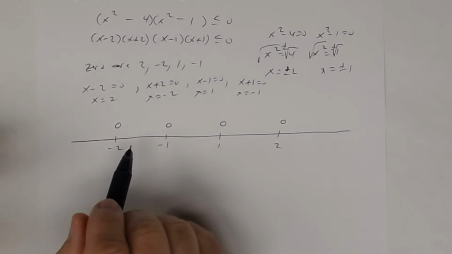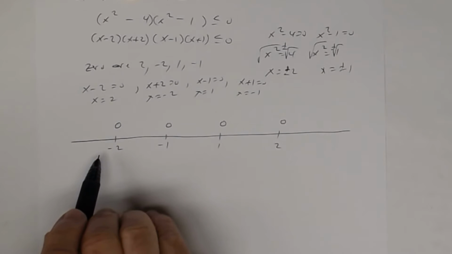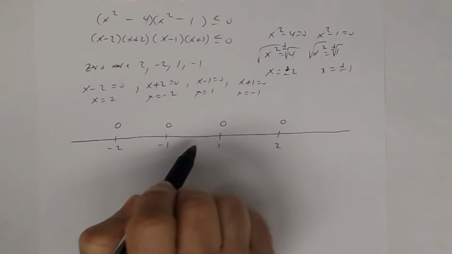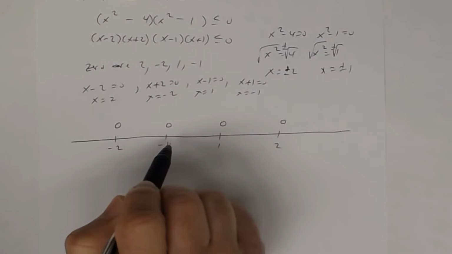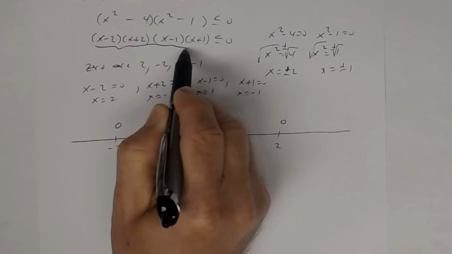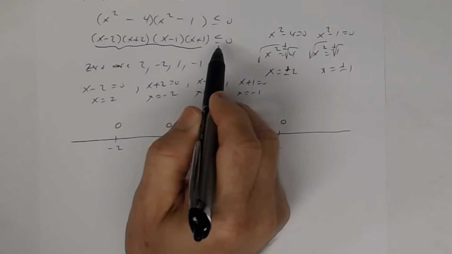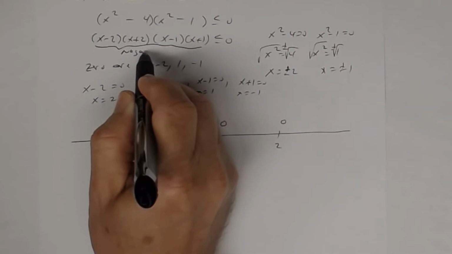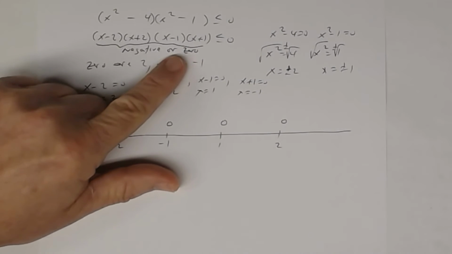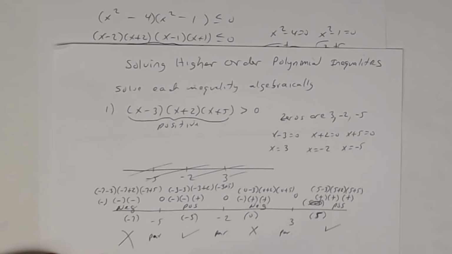Okay, now we have to pick test points. And before we pick the test points, let's remind ourselves that we're looking for the intervals in which the values of x will make this product less than or equal to 0, meaning negative or 0. This time we're using 0 because there's an equal sign. Here we just said positive because there was no equal sign.